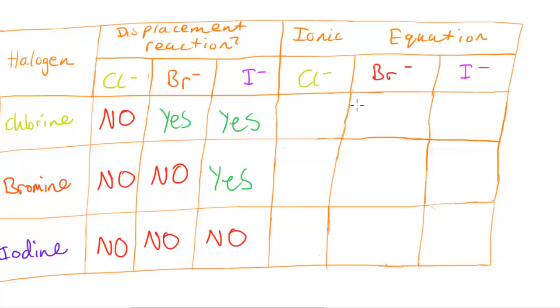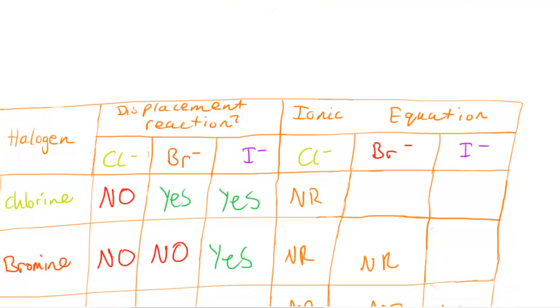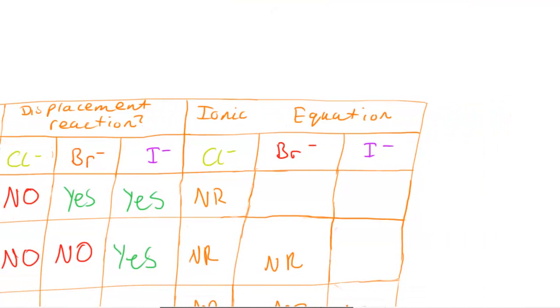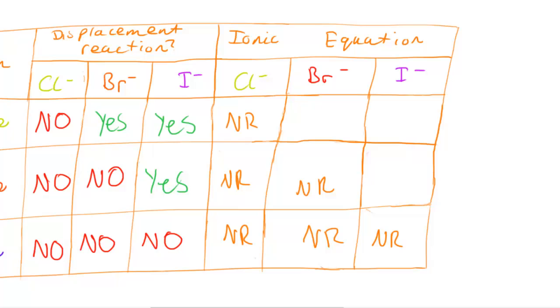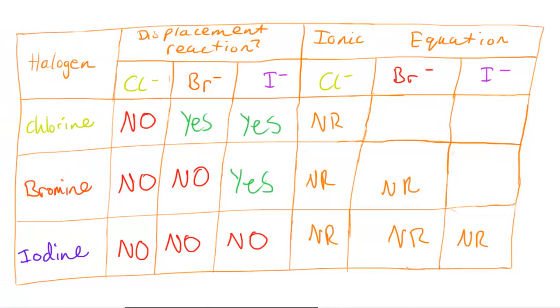These boxes here correspond to these boxes, so no reaction happens in these three columns. So NR, no reaction, no reaction, no reaction, no reaction, no reaction, and no reaction. So anyway, let's go on to deriving an ionic equation for the displacement reaction that happens.